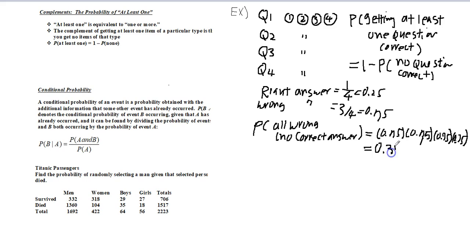I get about 0.3164. That's the probability that you'll get all wrong. So in order to find at least one correct, you just subtract that from 1: 1 minus 0.3164 is about 0.68, or about 68%. So there's a 68% probability that at least one is correct.